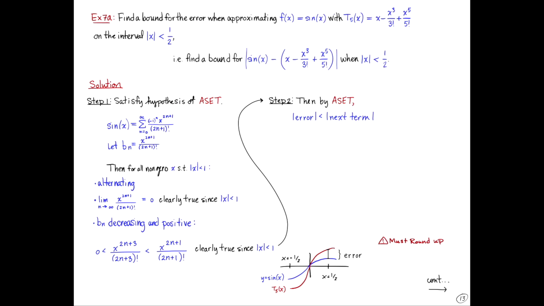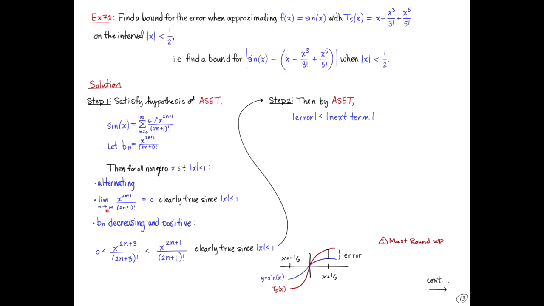This is very similar to what we did in the opening slide. Here we have y equal to sine x in blue and the 5th degree Taylor polynomial in red. And we're looking for the largest value that the error can be when x is between negative 1/2 and 1/2. Sine x is an alternating series, and so we can use the alternating series estimation theorem.